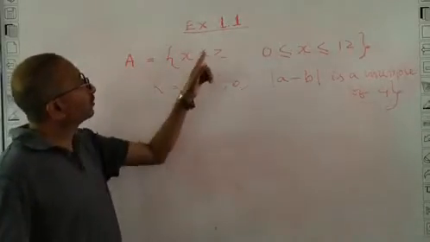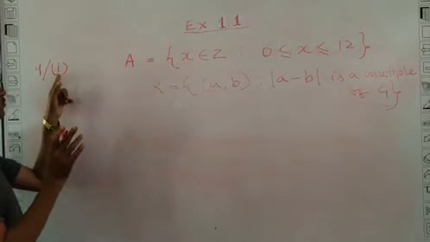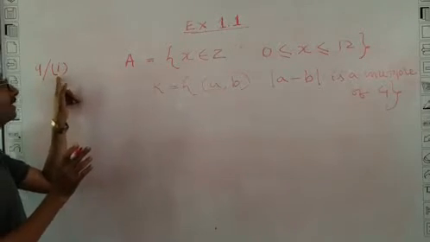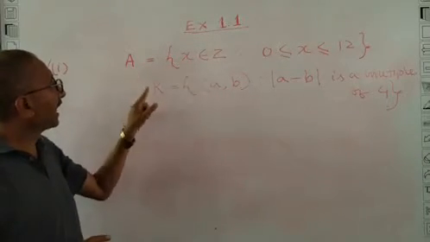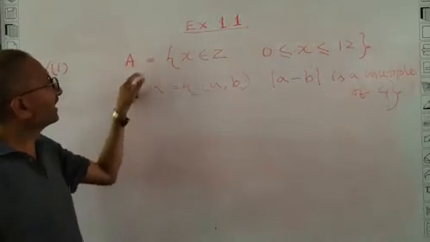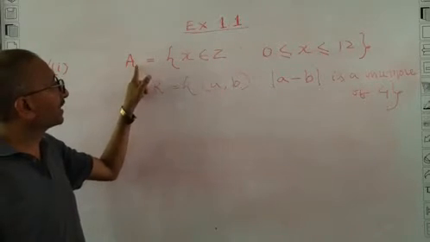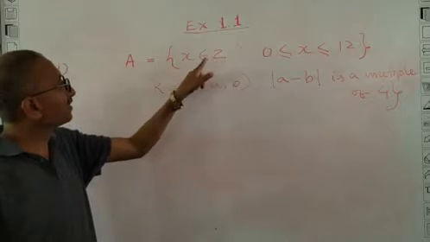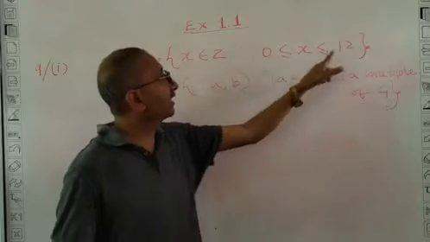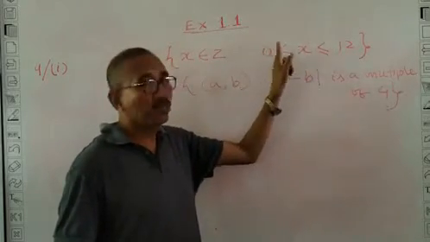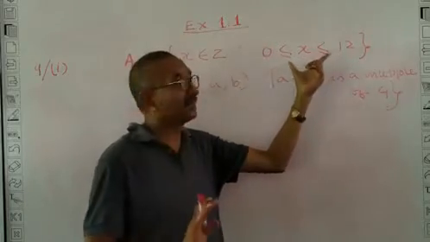Now we are going to deal with question number 9.1. There are two questions, 1 and 2. We are taking 1 here from exercise 1.1. The question is, R is a relation defined on set A. And what is set A? Set A means all integers between 0 and 12. That means 0, 1, 2, 3, 4 up to 12. From 0 to 12 all elements are there.